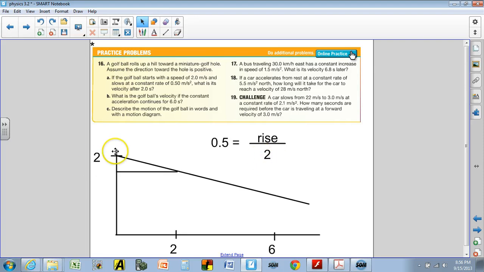We started at 2, and we're going to decrease it by a certain amount. How much are we going to decrease it by? Well, multiply 2 times 0.5 and you get 1. It's going to decrease by 1 meter per second.